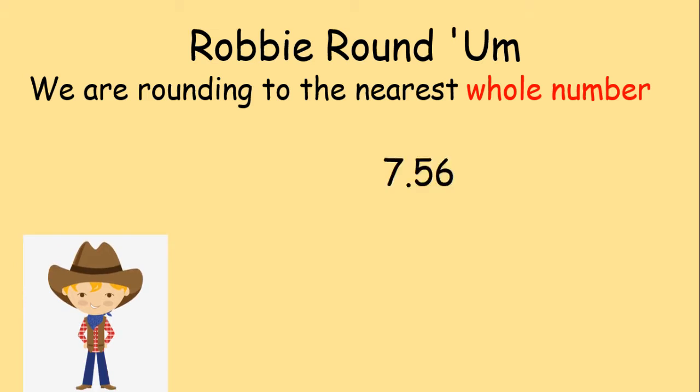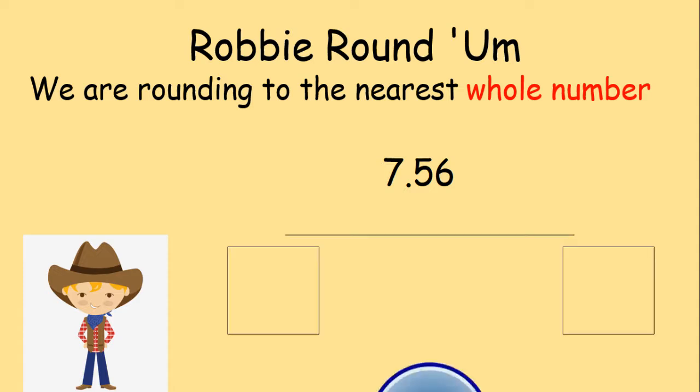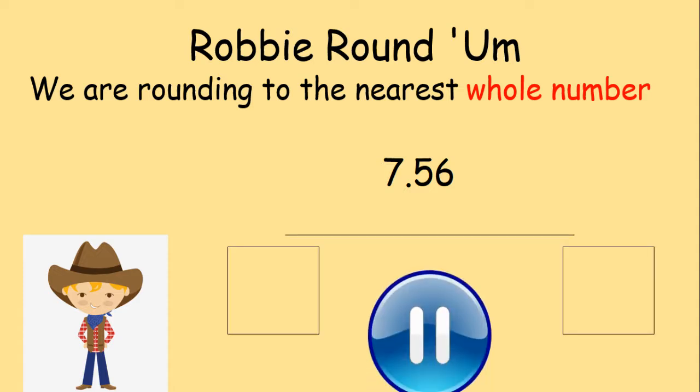Let's try another one. We are rounding to the nearest whole number. I would like you to round 7.56 to the nearest whole number. Press play once you are ready.